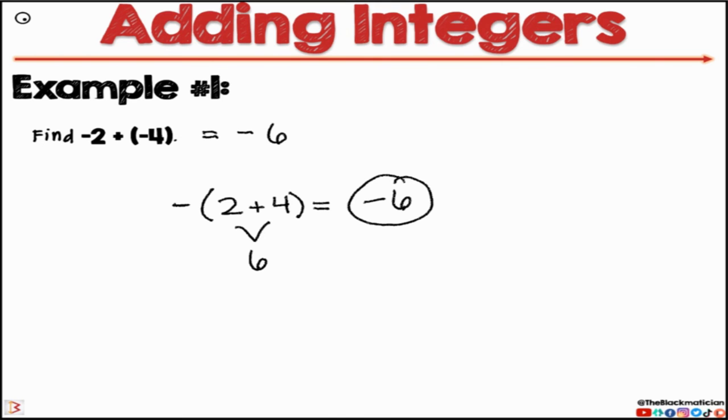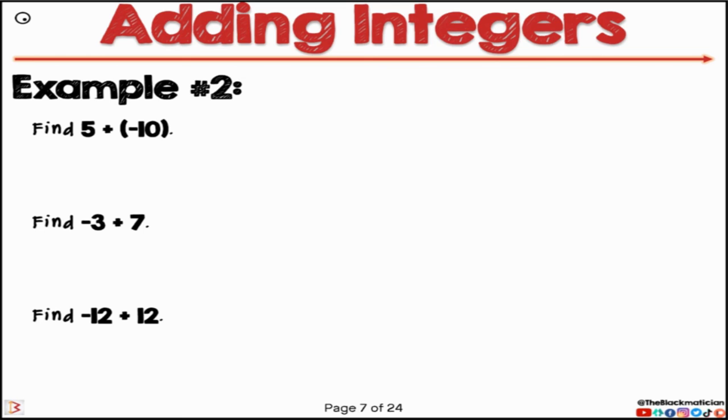Let's do another example. Example 2, find 5 plus -10. Well, we have different signs here, so we are going to subtract. So we're going to do 10 minus 5, which gives us 5. And our answer is going to be negative because 10 is bigger than 5. So we're going to have a -5. Find -3 plus 7. So we're going to do 7 minus 3, which is 4. And because 7 is bigger than 3 and 7 is positive, our answer is also going to be positive.